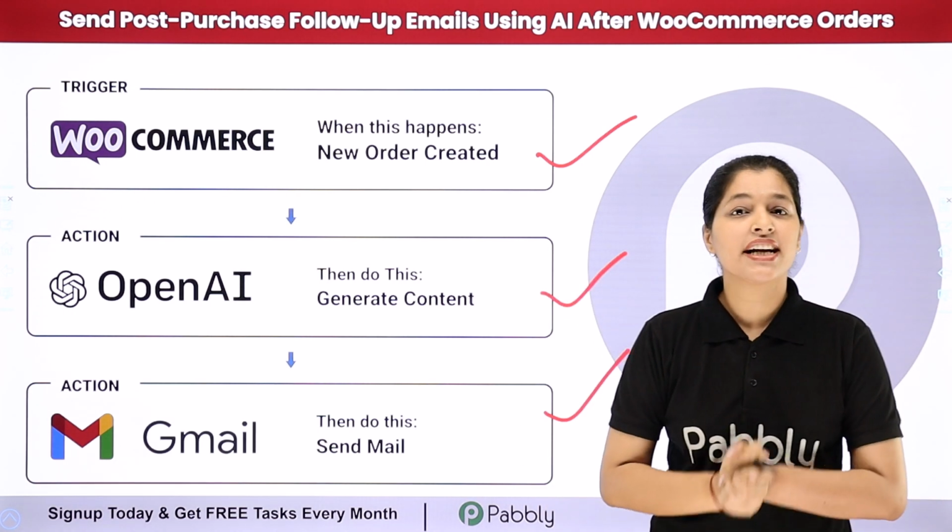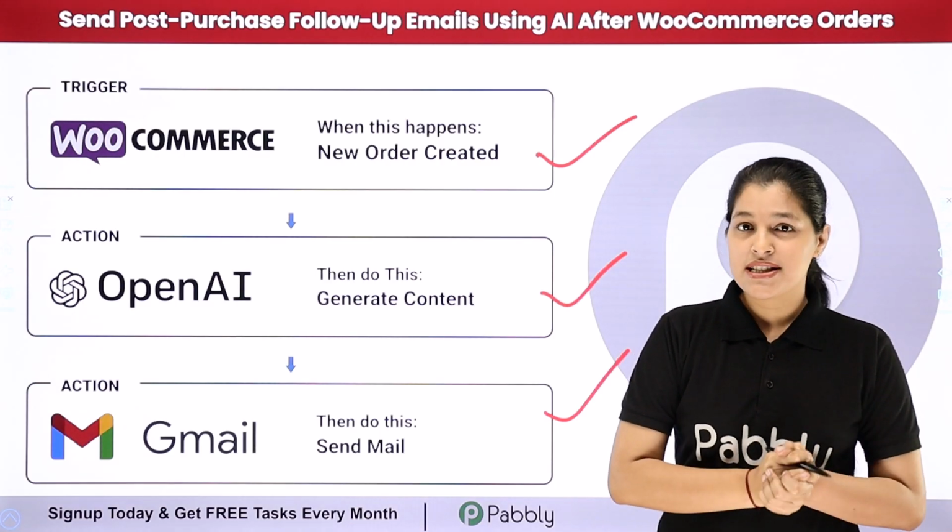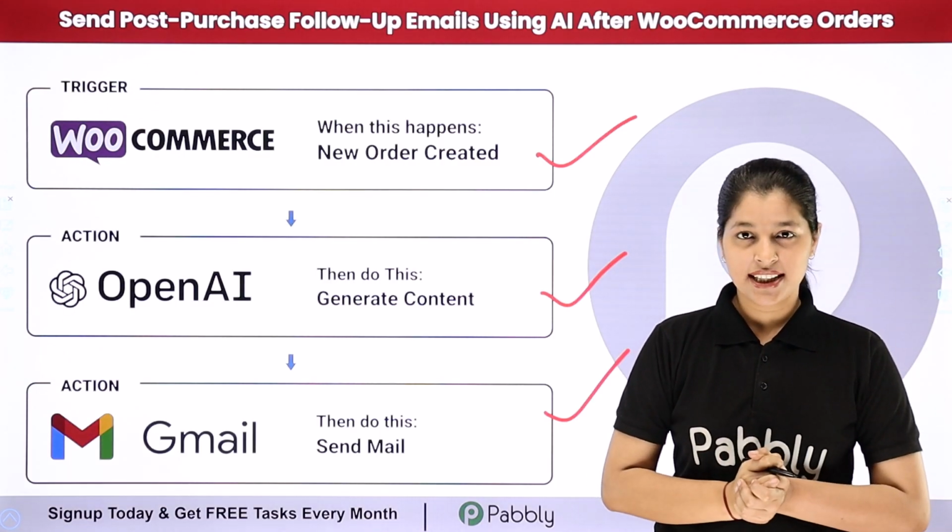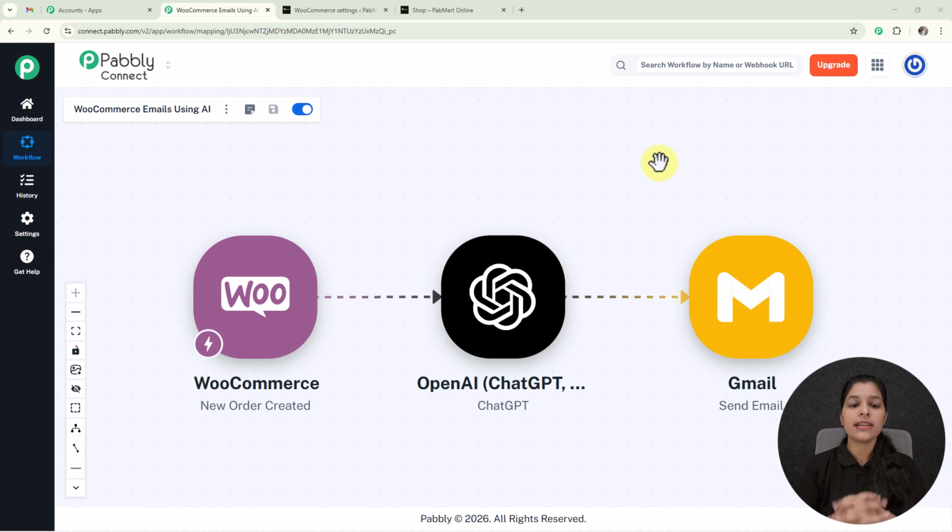So if you also want to create this automation for your own business too, then let me take you towards my screen. Welcome to my screen, and now let me show you how this automation is going to be built, by using which we are going to send post-purchase emails for the WooCommerce orders, and we are going to generate the email content using OpenAI. So right here on my screen you can see inside Pabbly Connect I have already built this automation by using WooCommerce, OpenAI and Gmail.